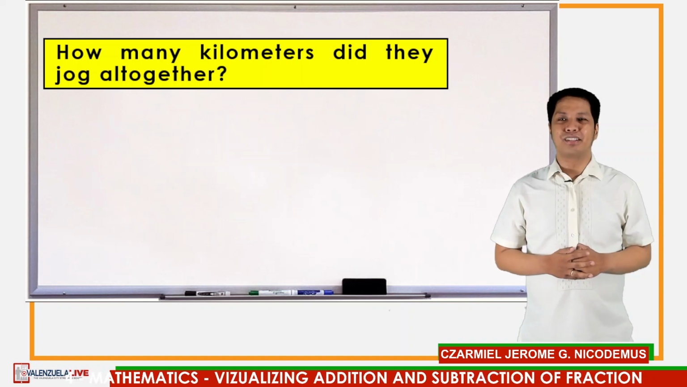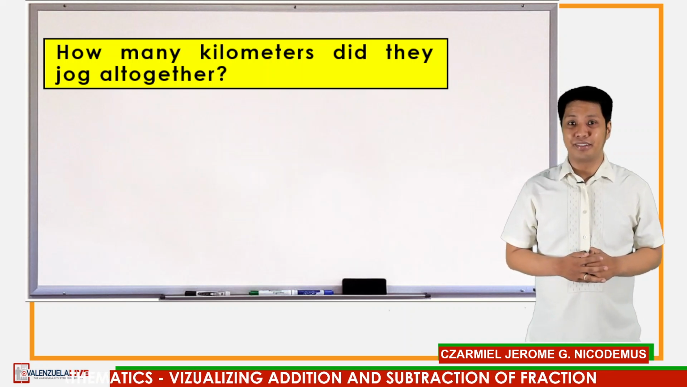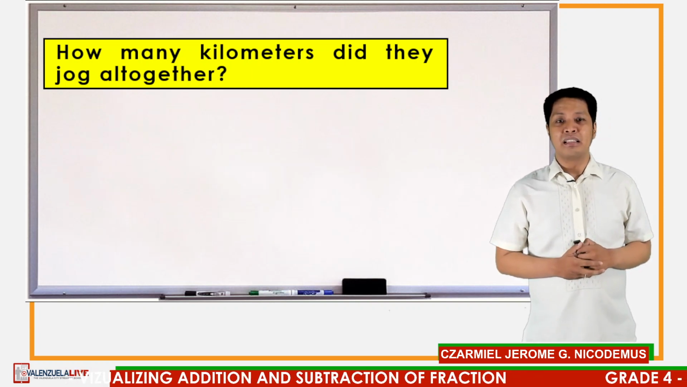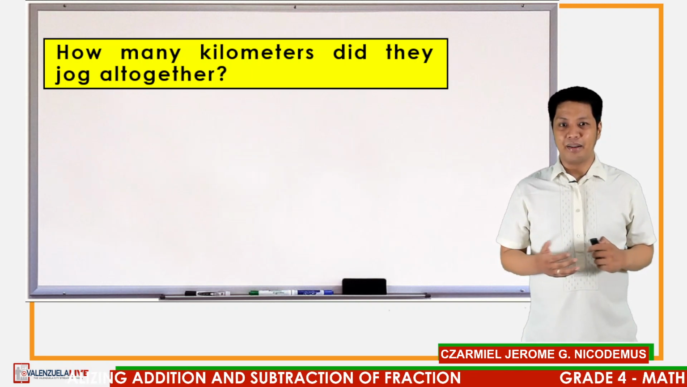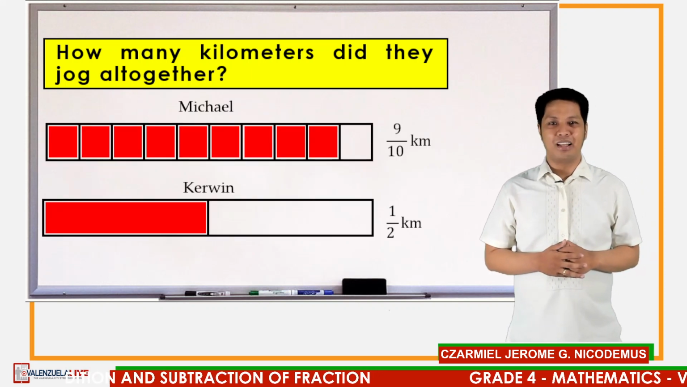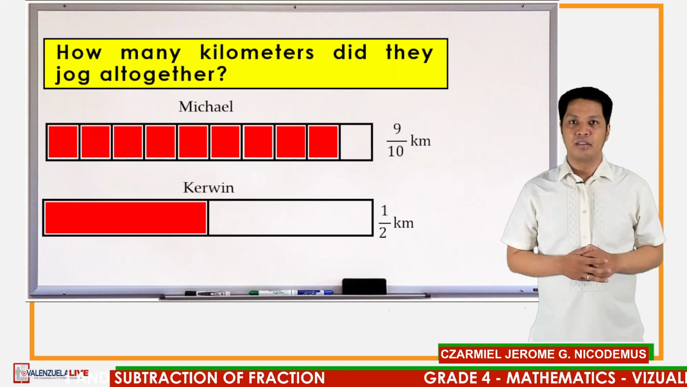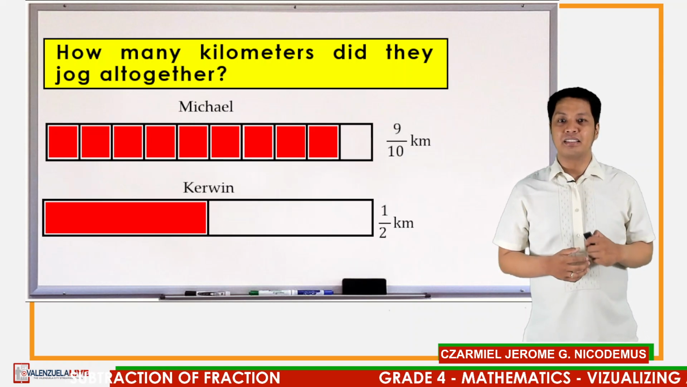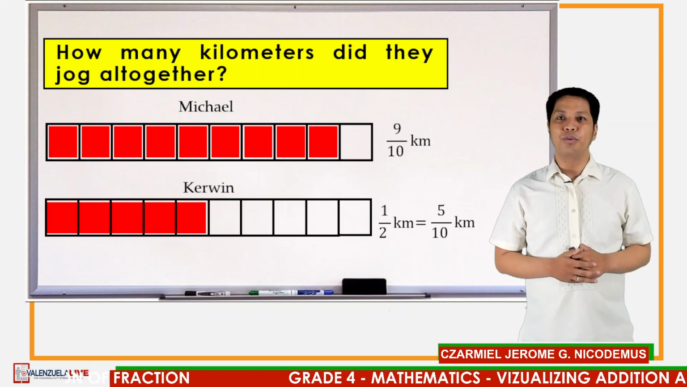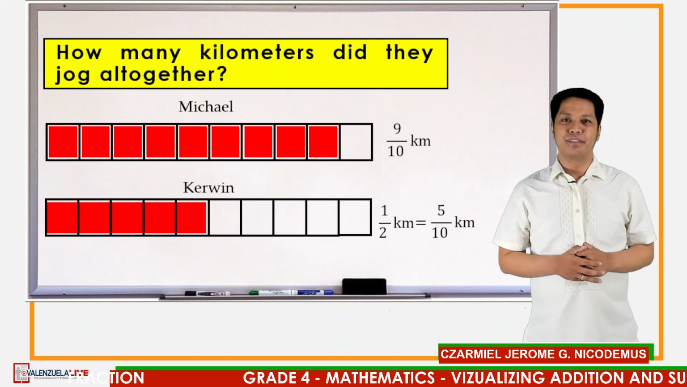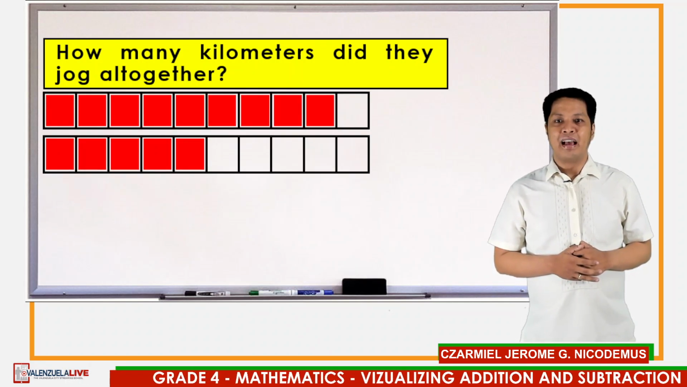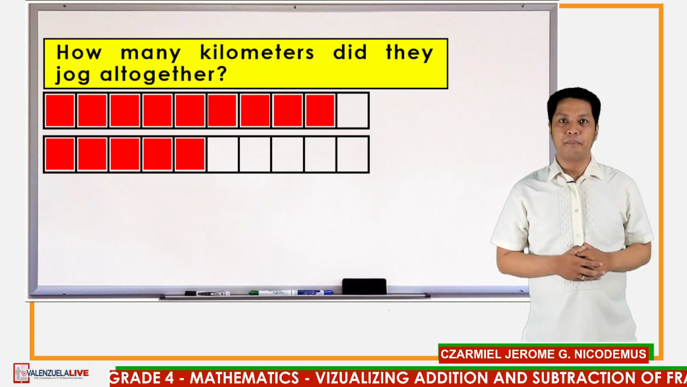How many kilometers did they jog altogether? Next, let us find out how many kilometers they jogged altogether. Again, Michael jogged 9/10 kilometer and Kerwin jogged 1/2 kilometer. Again, 9/10 and 1/2 are dissimilar fractions. So we will change 1/2 to 5/10 kilometer. 9/10 plus 5/10.